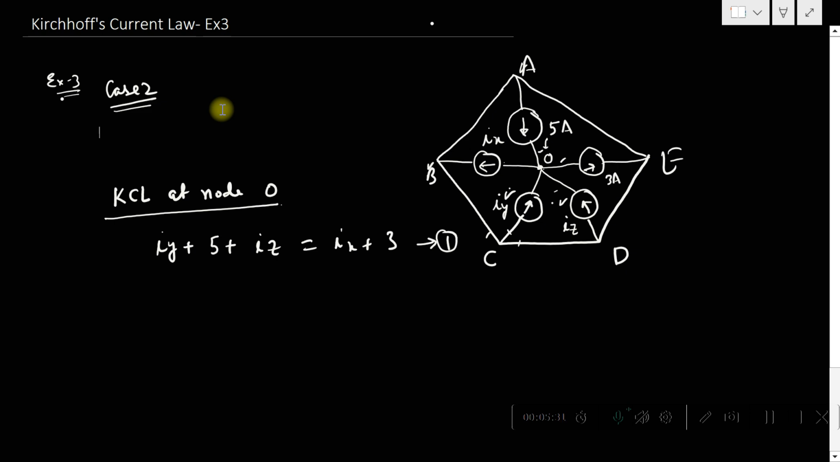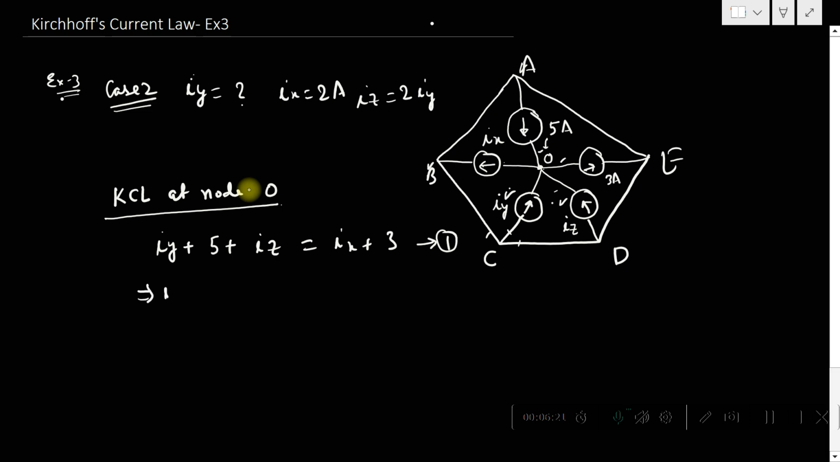So let's look at another condition. Let's now find out Iy, given that Ix equals 2 amperes and Iz equals twice Iy. Since the circuit and diagram are the same, the KCL will not change. The nodal equation at the node will not change. Therefore, whatever we had written for the last case will work fine for this case as well. Therefore, the equation remains the same.